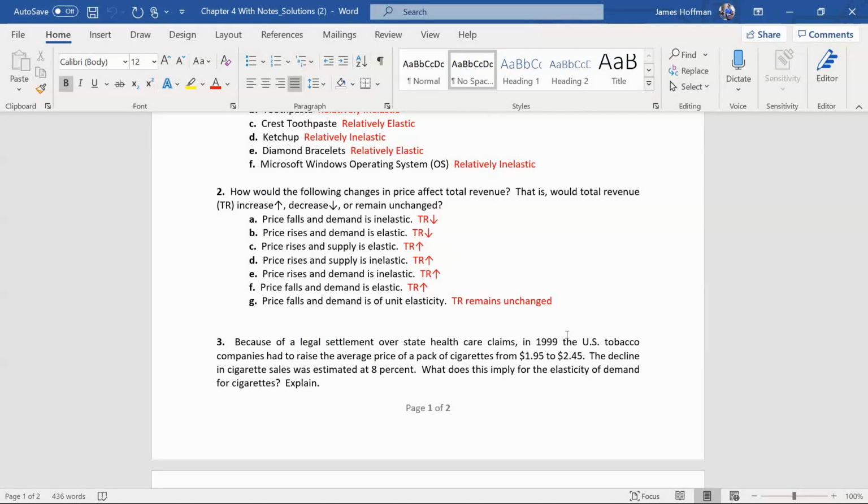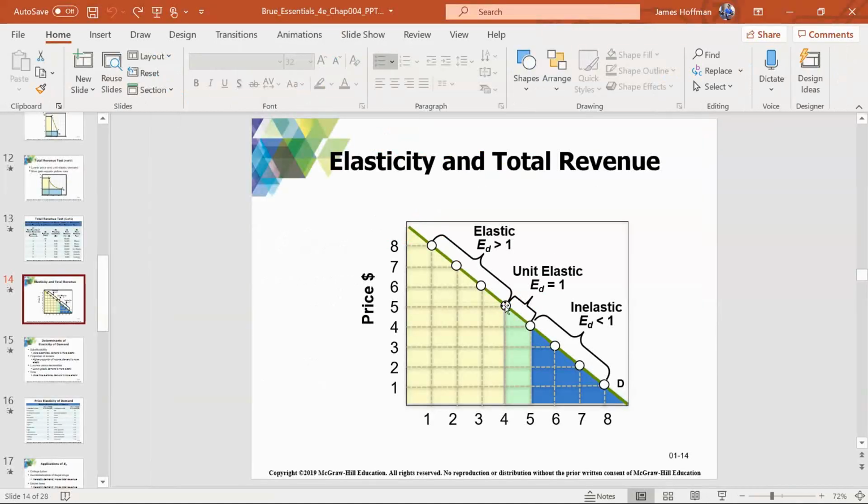And then F, price falls and demand is elastic. That's the final portion, or the final thing in the graph. We're up here. We lower the price, and we get more customers. We get more revenue by the additional customers paying the lower price. So total revenue increases.